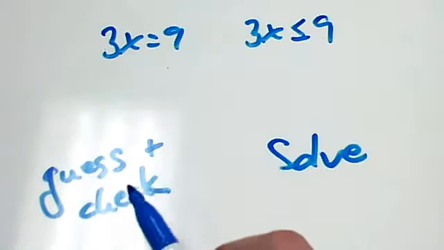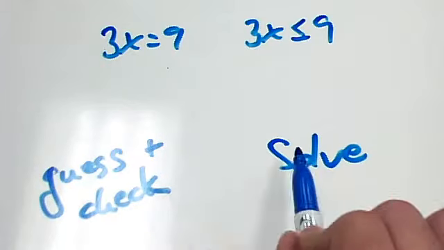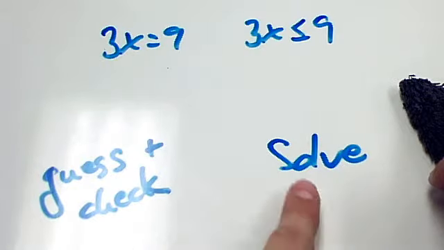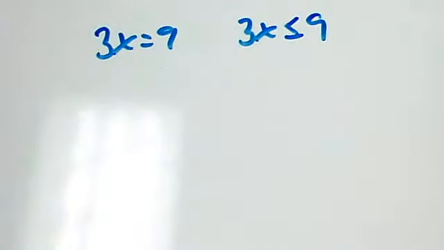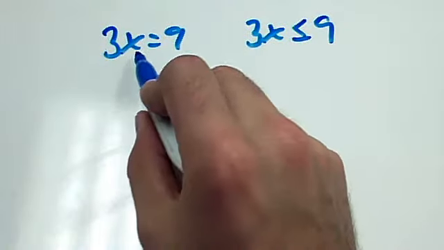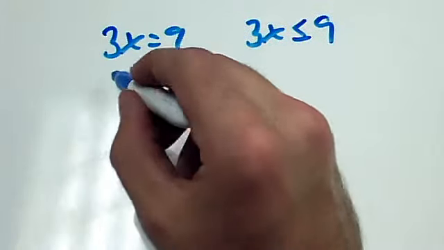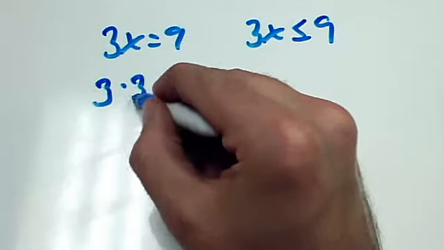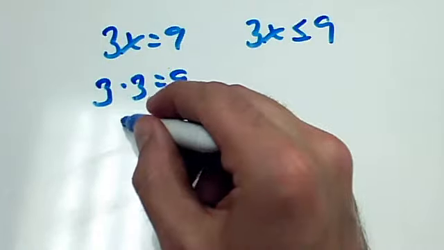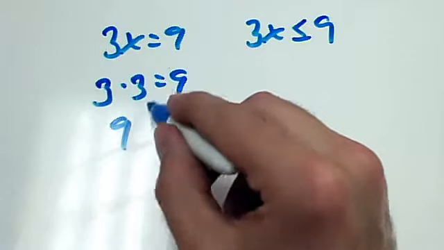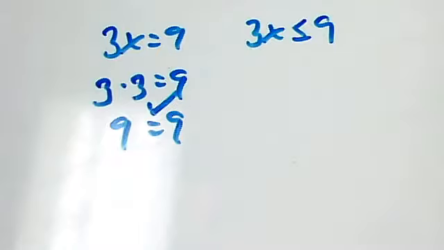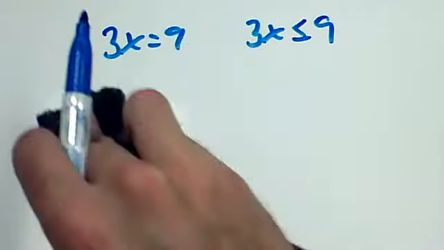Okay? So there is a difference between guessing and checking and actually solving. There's a huge difference. But let's start with the first one, and then we'll go to the second one. So, guess and check. Well, 3 times what number equals 9? And if you could see this, then you should see that 3 times 3 equals 9. So we have 3 times 3 is 9, and 9 equals 9. Check. We're good.